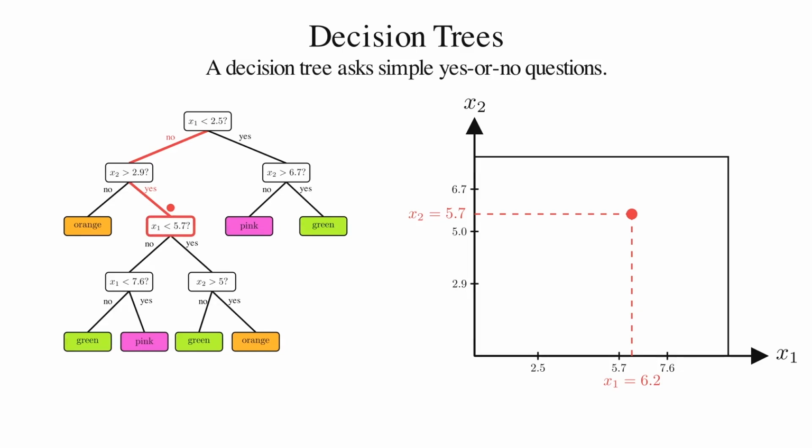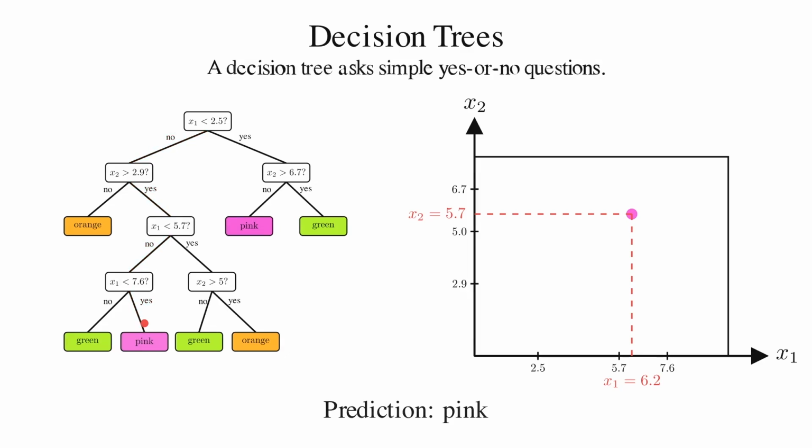Next question, is x1 smaller than 5.7? No, so we go left. Next question, is x1 smaller than 7.6? Yes, so we go right. Now the point lands in this leaf. This leaf is pink, so the tree predicts pink.